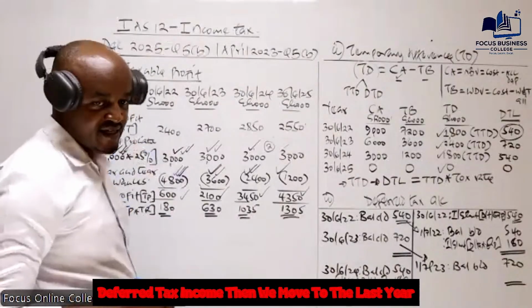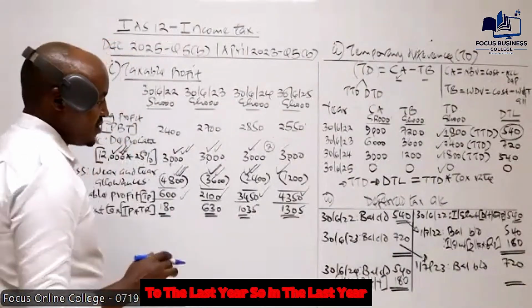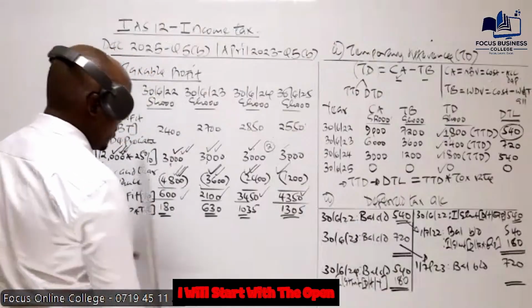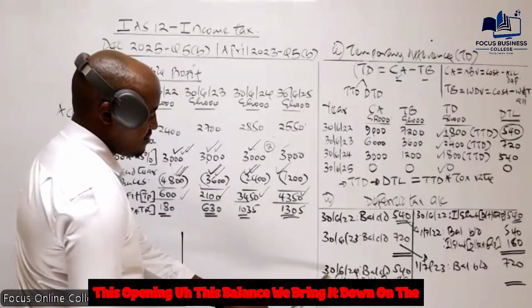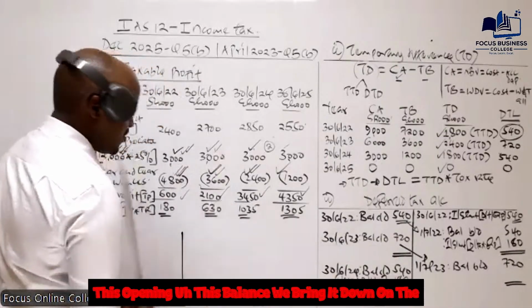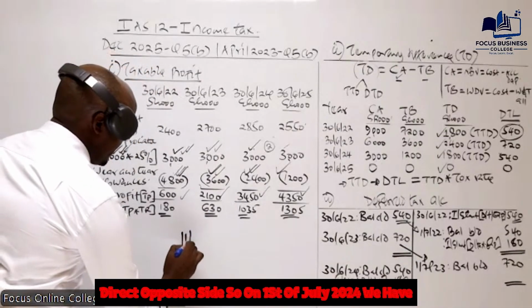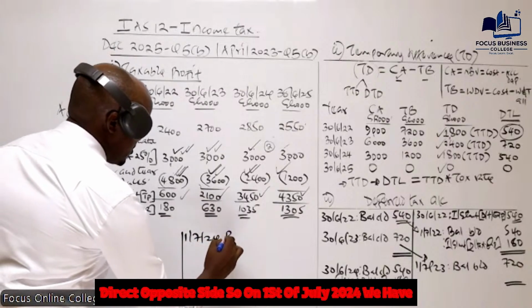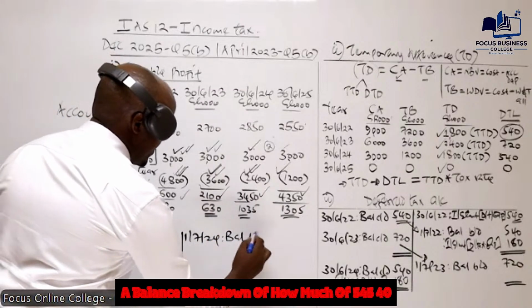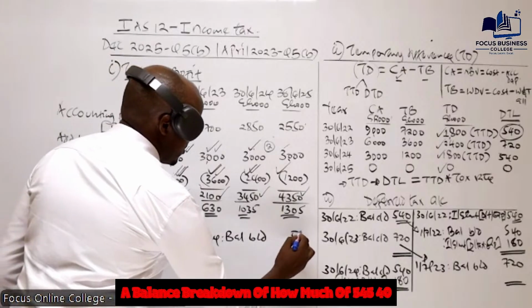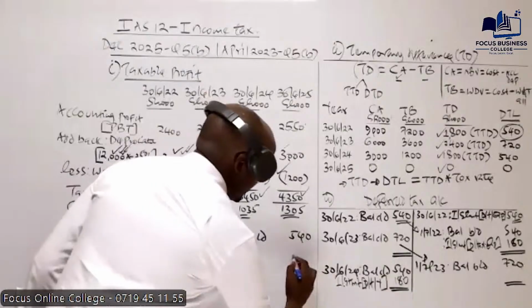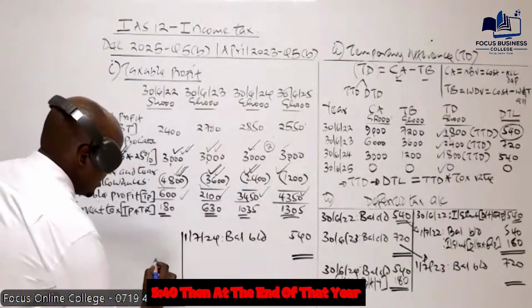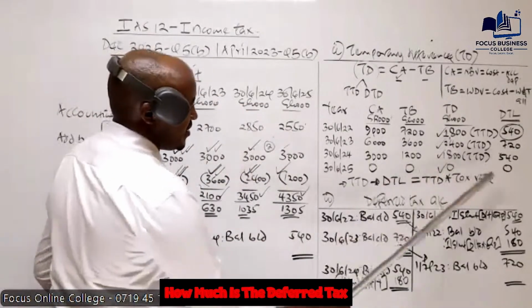Then we move to the last year. In the last year, I will start with the opening balance. This should be a continuation. This balance, we bring it down on the direct opposite side. So on 1st of July 2024, we have a balance brought down of 540. Then at the end of that year, how much is the deferred tax liability?